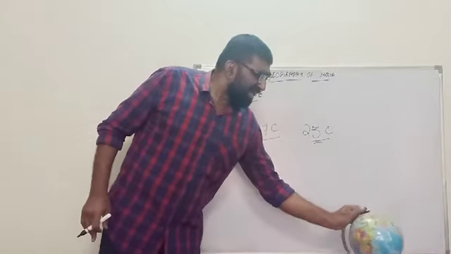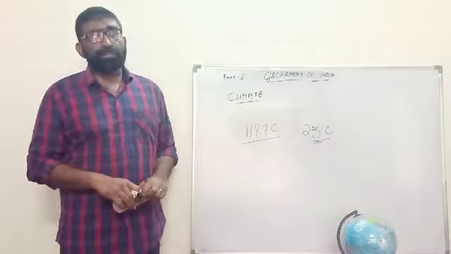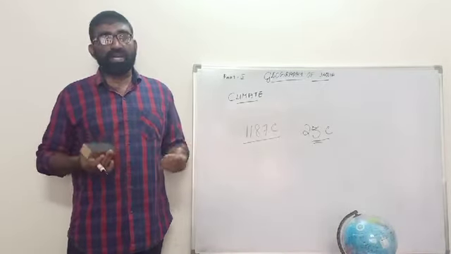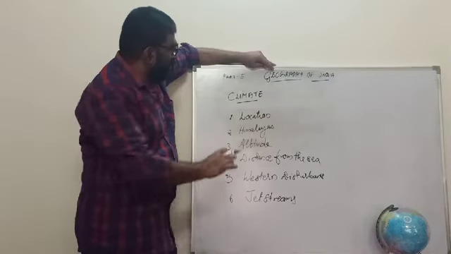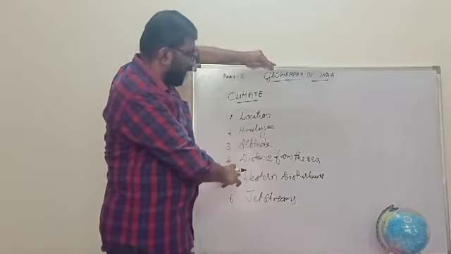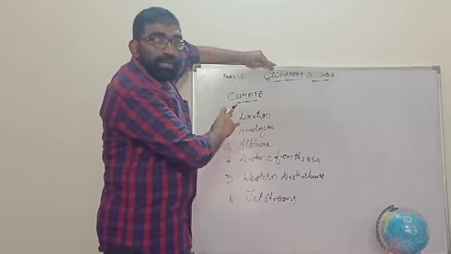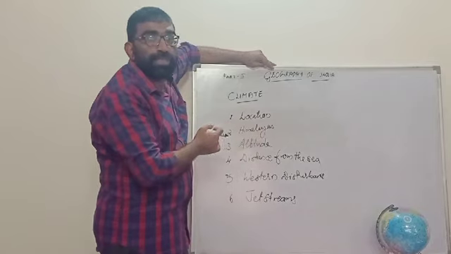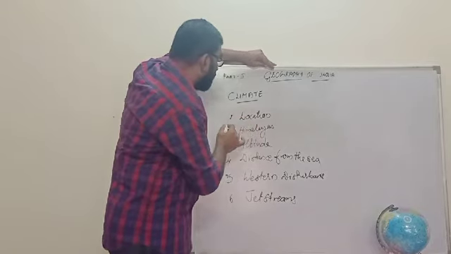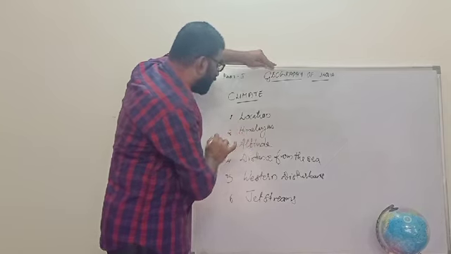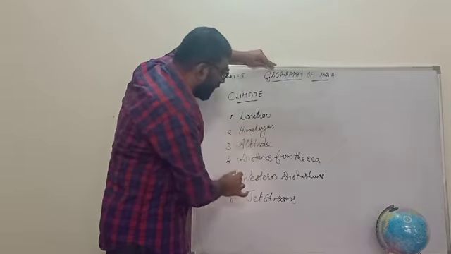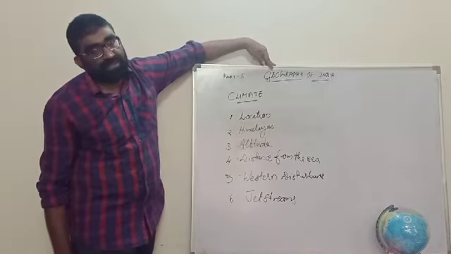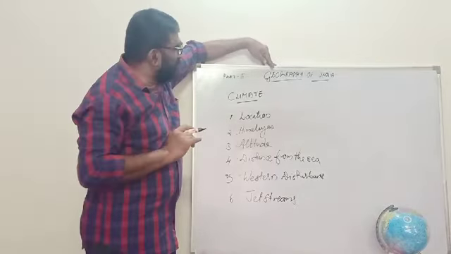And we will see certain factors affecting the distribution of temperature and rainfall. See, these are the different factors that are responsible for the distribution of temperature and rainfall: the location, Himalaya mountains, altitude, distance from the sea, western disturbance, jet streams or upper air circulations. So these factors we will see.